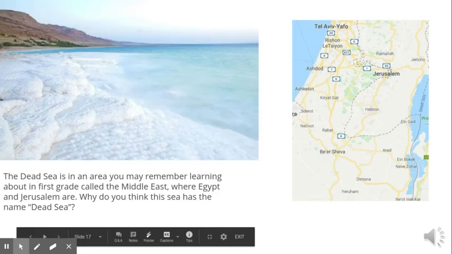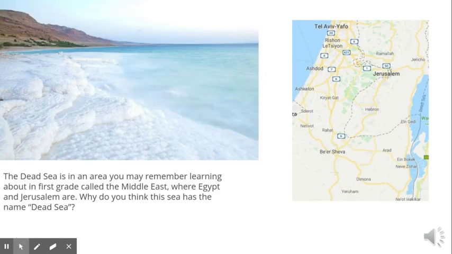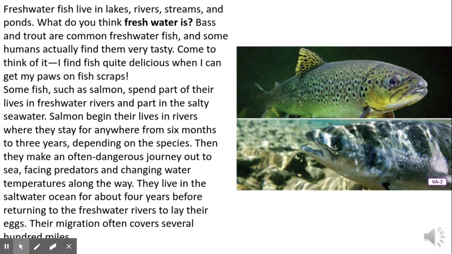Oh, there's the Dead Sea. So the Dead Sea is an area that is in Egypt and Jerusalem in the Middle East, and it's called the Dead Sea because nothing lives in it because it's so salty. In fact, if you went and jumped in it, you would actually float on the top really well because of all the salt holding you up.